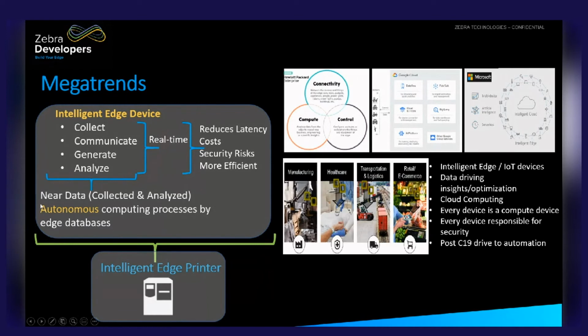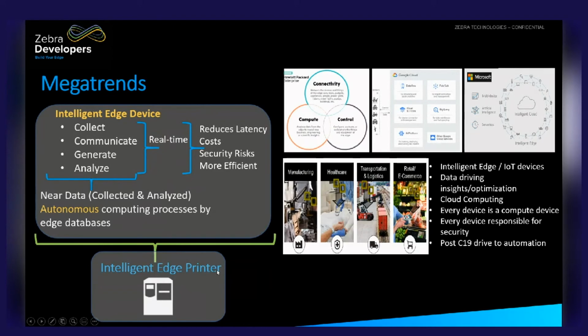There are different levels of autonomy. You can see different examples of autonomous robots. Even for robots there are different levels of autonomy, but that's basically the end goal: to build these autonomous devices that think by themselves. So how can you do this? If you do this, basically you will be reducing latency, reducing cost, reducing security risks, and you will make the process more efficient through the device. So at the end, if we are able to implement all of this concept, we will have intelligent edge printers.